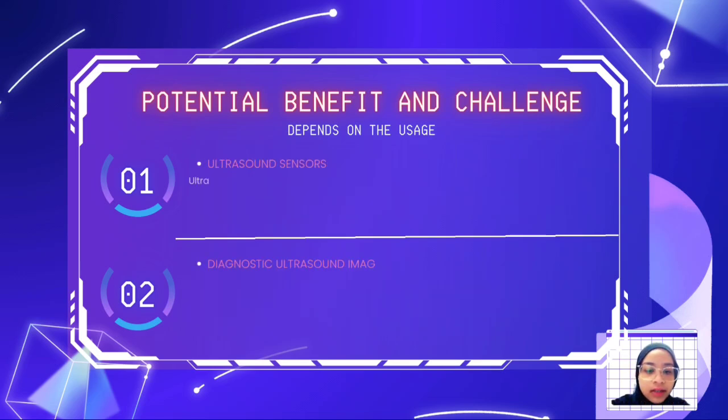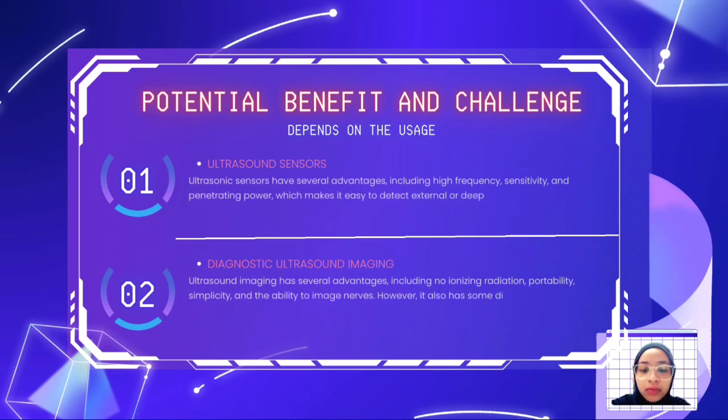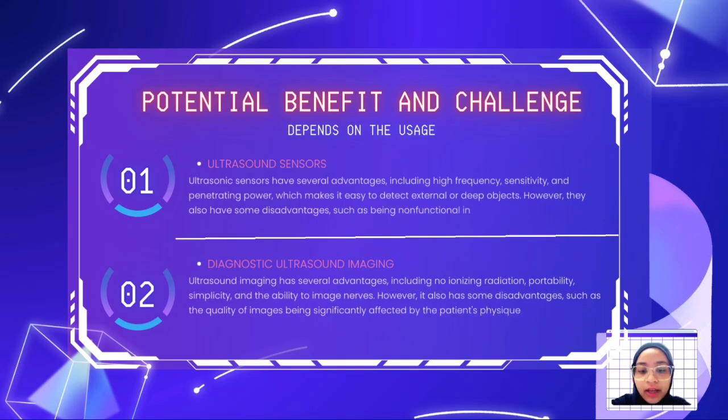Next, diagnostic ultrasound imaging. Ultrasound imaging has several advantages, including no ionizing radiation, portability, simplicity, and the ability to image nerves. However, it also has some disadvantages, such as the quality of the image being significantly affected by the patient's physique, and ultrasound waves not penetrating bone well or passing through air or gas.